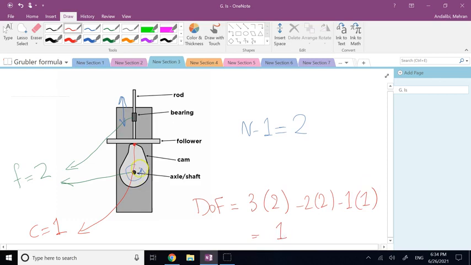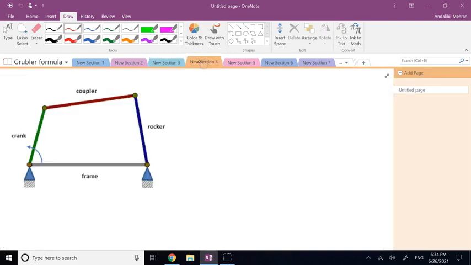And again, it means that if I know the rotation of the cam, then I can determine the translation of the follower. Okay, or if I know the RPM of that, then I can find the linear velocity of the follower at any point. Okay, so let's look at some more examples.